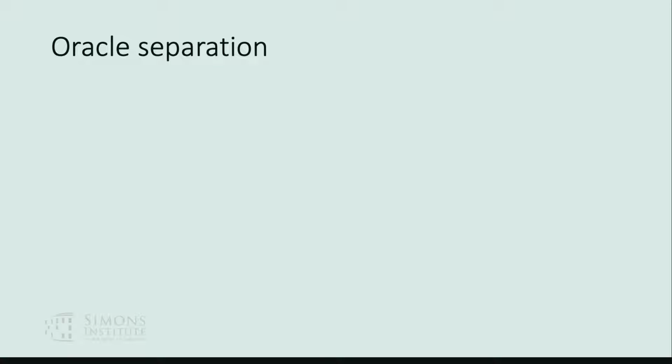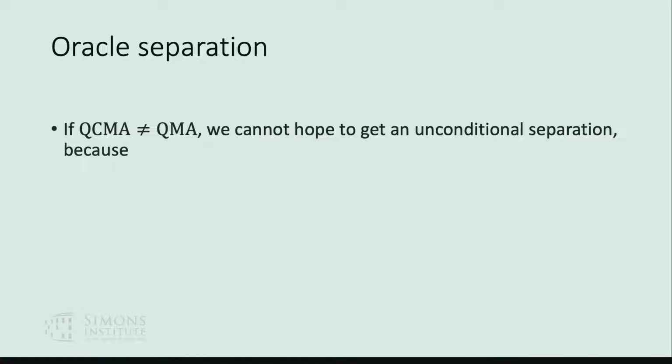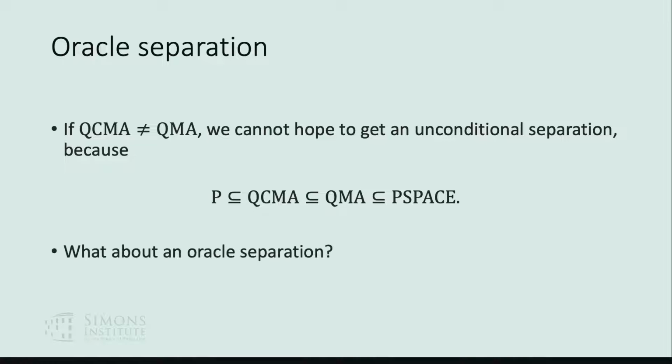So this tutorial is about oracle separations. What do I mean by that? If QMA and QCMA are indeed different, then we cannot really hope to get an unconditional separation, because they lie between P and PSPACE. So if you separate these two, you're also separating P and PSPACE, and we don't believe we can do that. So one of the things we hope to do is get an oracle separation.